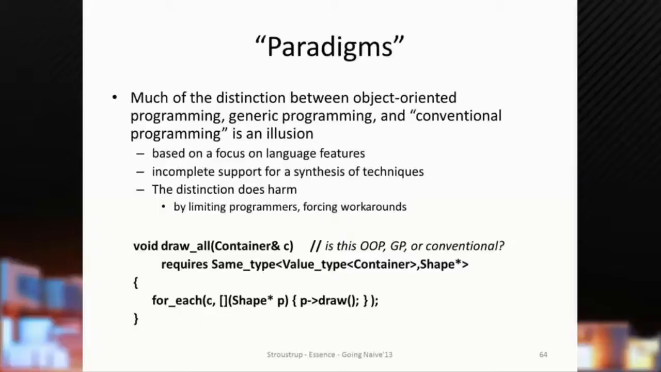The focus has been on language features. Do I write templates or do I write virtual functions? And as incomplete synthesis, I think it does harm. It makes things complicated. It creates bad code. And people write code, for instance, if they believe object-oriented is right, they'll write generic code using interfaces and virtual functions, which is less convenient than templates and runs much slower.